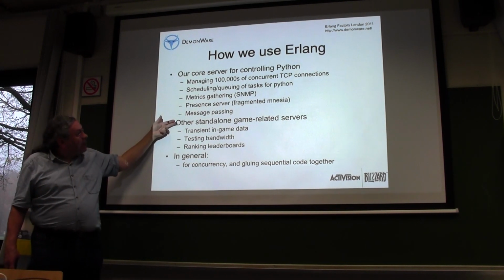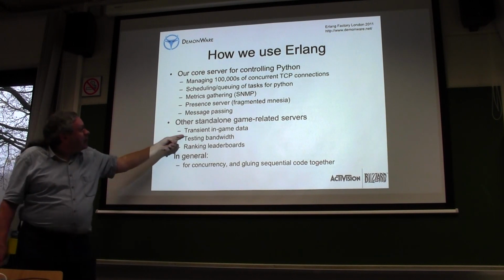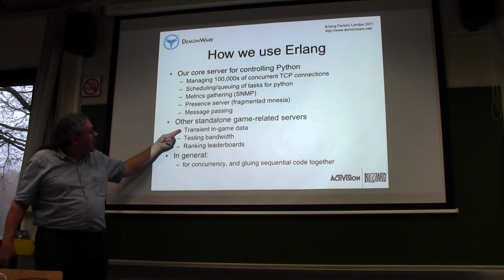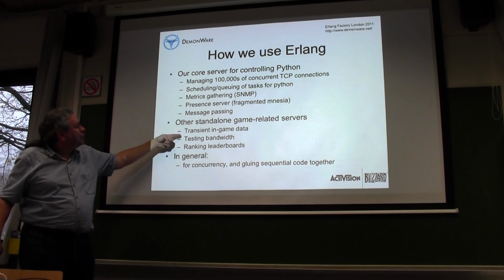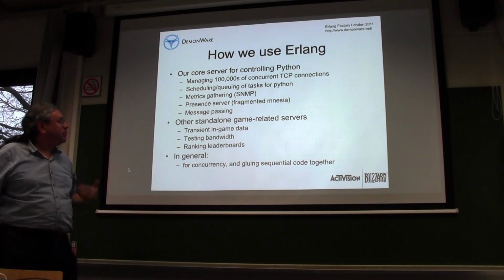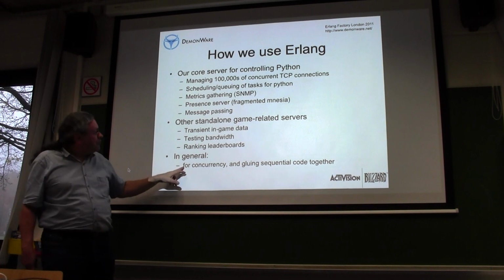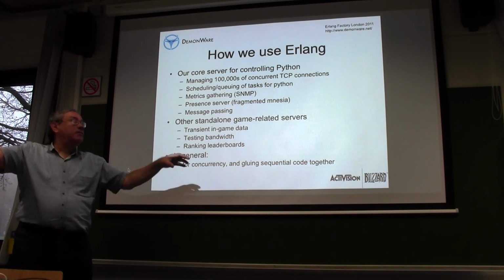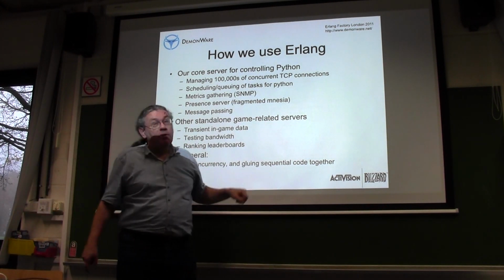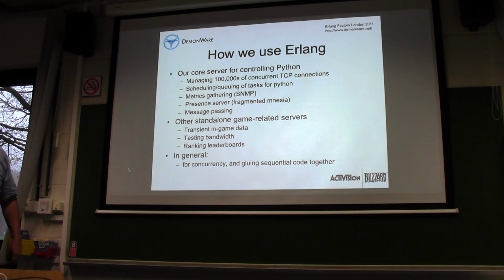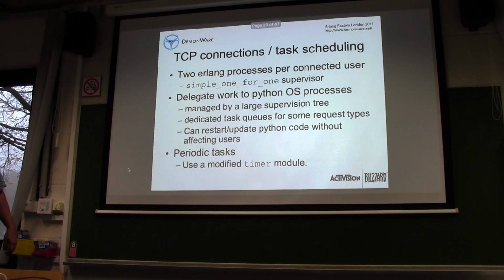They also did other things with Erlang. They made other kinds of servers for lots of extra kinds of things. Transient in-game data through servers, testing bandwidth, leaderboards, ranking in real time. So basically the Erlang was used for all the concurrency and gluing the sequential code together. And the sequential code could be written in Python, for example, or other languages. Okay? So this was basically the core server controlling the concurrency.